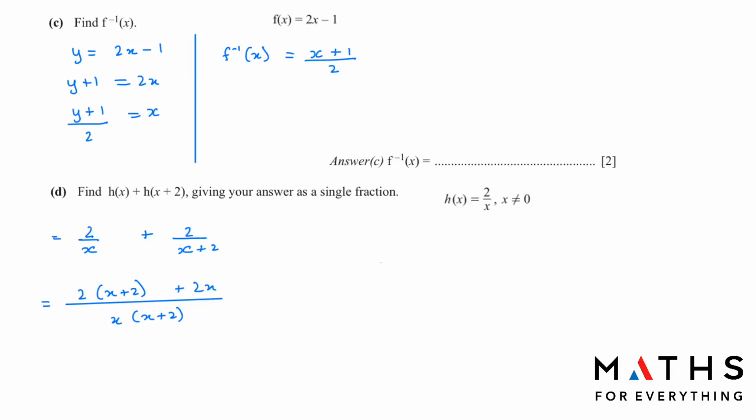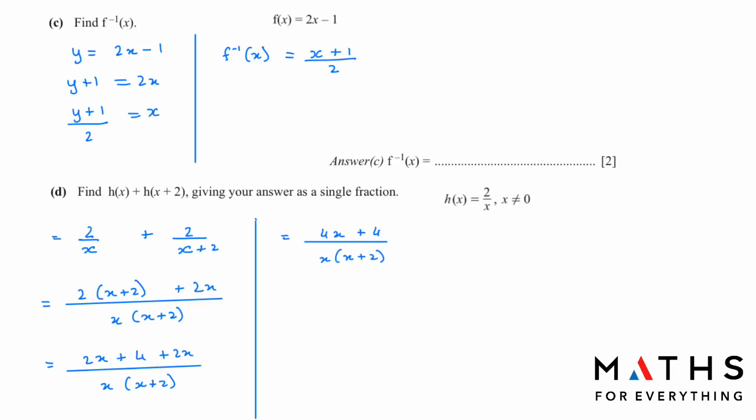Expanding the bracket will give us 2x plus 4 plus 2x over x plus 2. No need to expand the bracket in the denominator. You can leave it like this. And this will give us 2x plus 2x is 4x plus 4 over x plus 2. You can just leave it like that, as you cannot simplify it further.